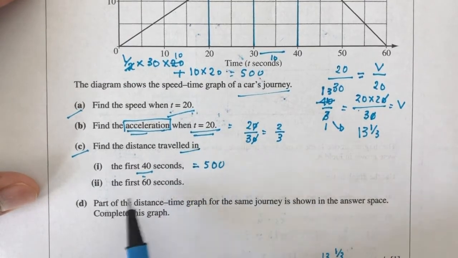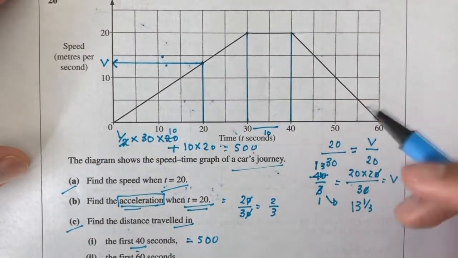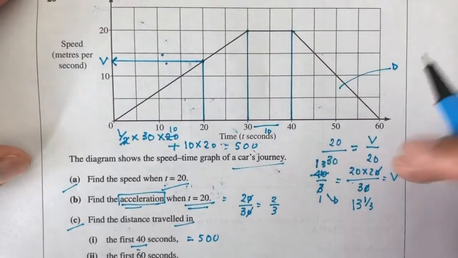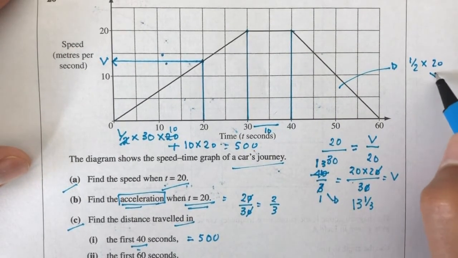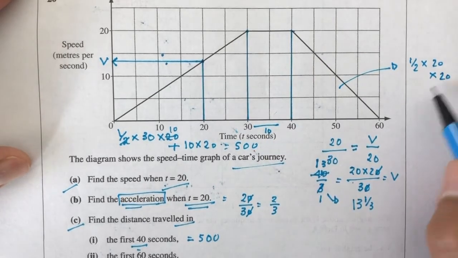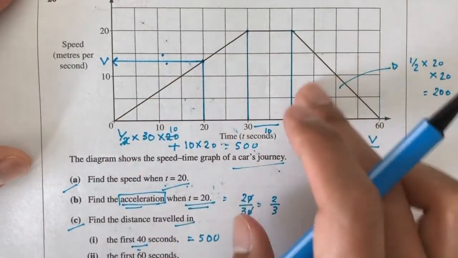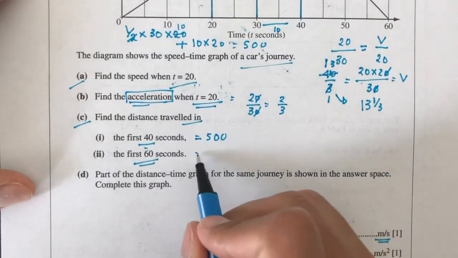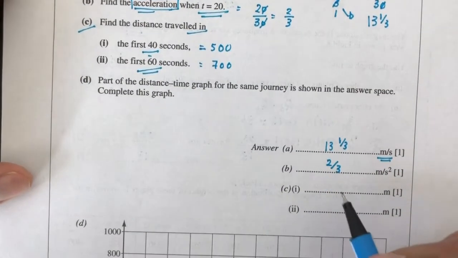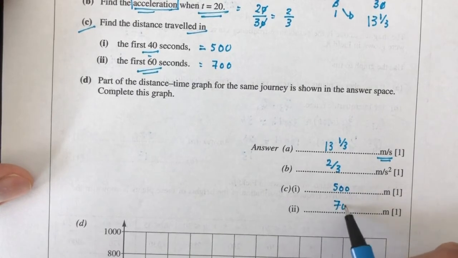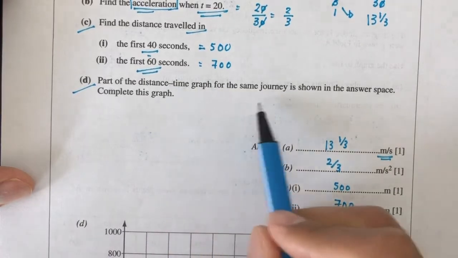Now find the distance traveled in the first 60 seconds. So basically the whole thing. So let's find the rest. What is the rest? This one is a triangle. Half times base, this is 20, times height, which is 20 as well, which is 200. So now everything together, this is 500 plus 200, that will be 700. Now, let's write this down here. So 500 and 700.